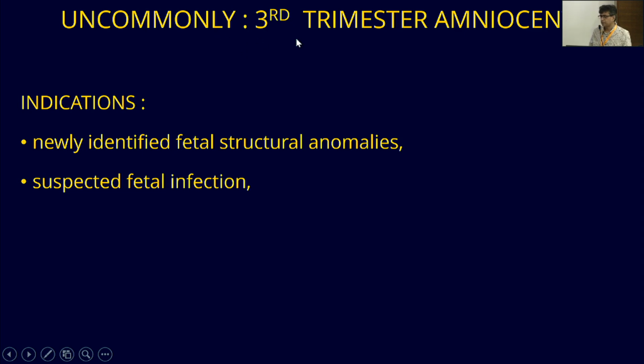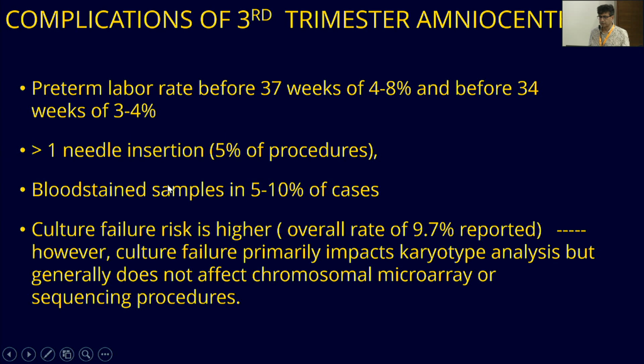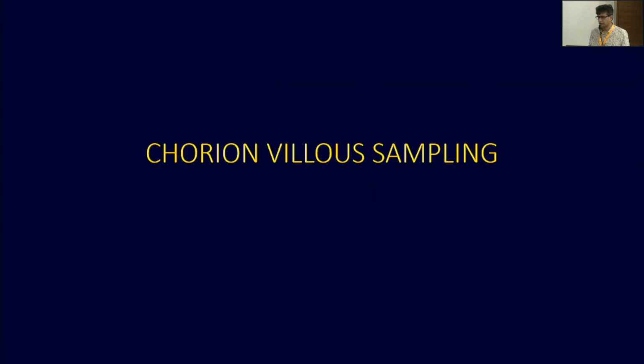Very uncommonly, you may be doing a third trimester amniocentesis because some new fetal anomaly has been identified or fetal infection is suspected. Then we must be aware that complication rates in the third trimester are slightly higher. Preterm labor rate is slightly higher. Number of needle insertion attempts is more than one in about 5% of the procedures. Blood-stained samples occur in about 5 to 10%. Culture failure risk is higher. So these issues we need to keep in mind in the third trimester.